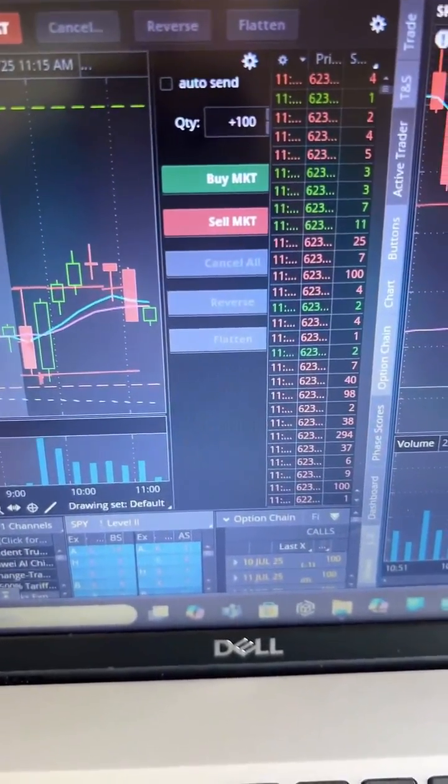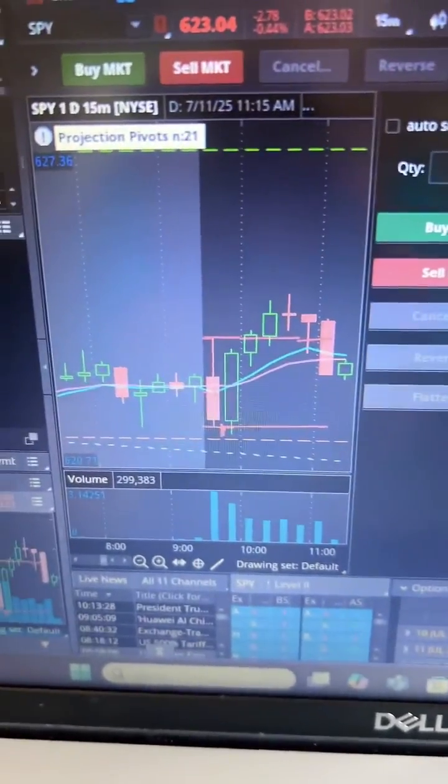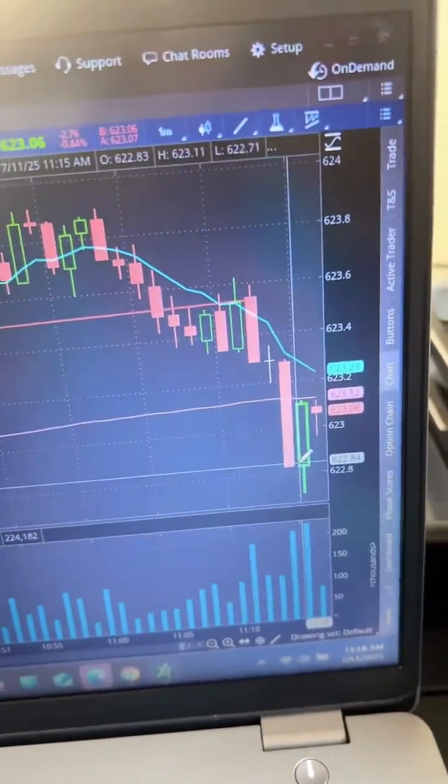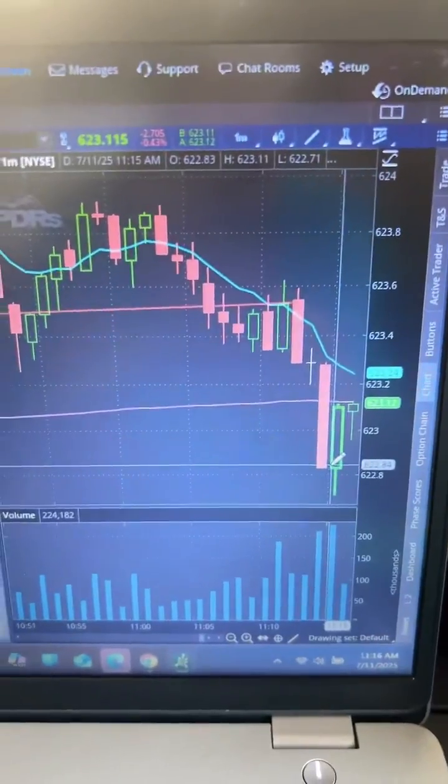Okay, let's go. I want you to go into your Robinhood account and click on SPY. You go up in the ticker, go up to the magnifying glass.